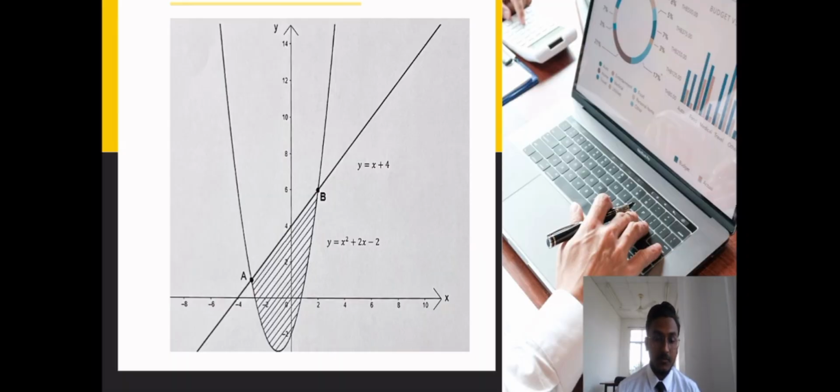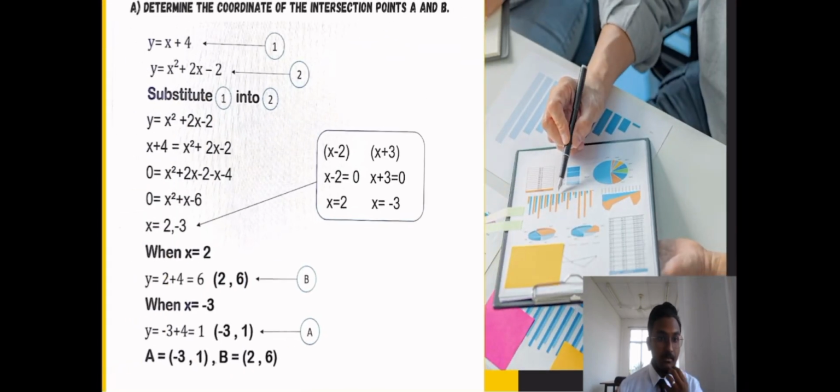From the question, we can see there's a point A and a point B where straight line is y equals to x plus 4 and a curve with y equals to x squared plus 2x minus 2. Moving on to the next solution. Solutions for the question given A and B. Determine the coordinate of the intersection points A and B. Y equals to x plus 4, which is our first equation, and y equals to x squared plus 2x minus 2 is our second equation.